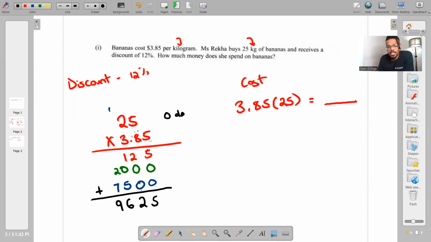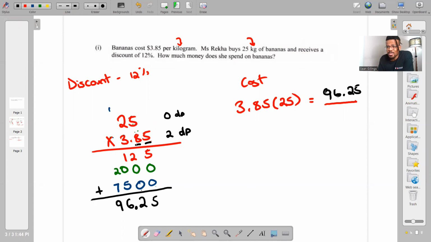Okay. How many decimal places do you see here? You're going to see 1, 2. There's 2 decimal places here. So then you're going to insert 2 decimal places, and that's where you're going to put your decimal point. Okay. So then the total cost that she pays for all the bananas is 96.25.